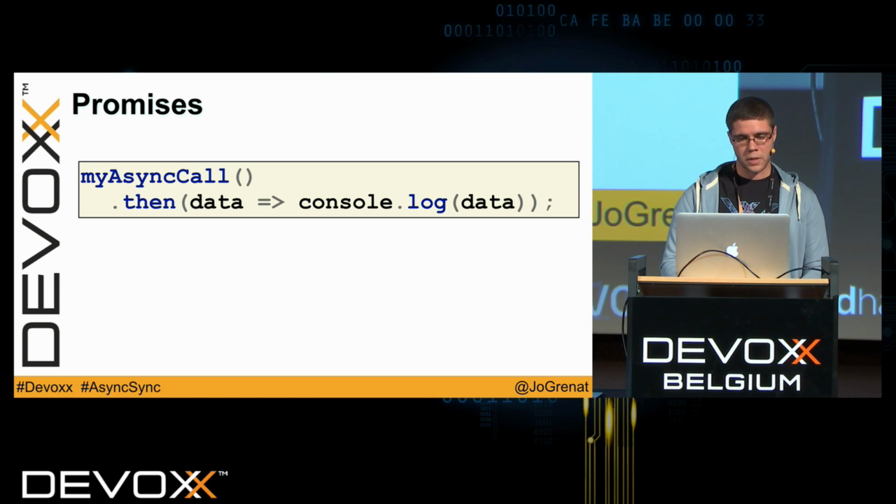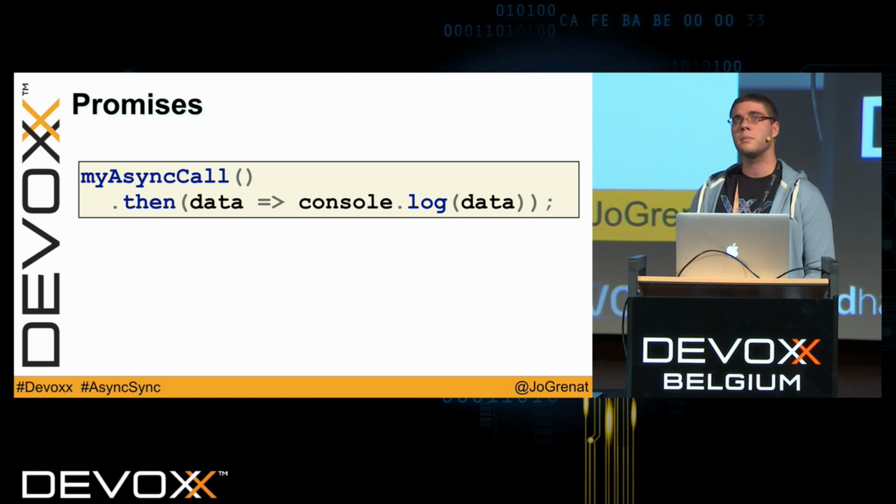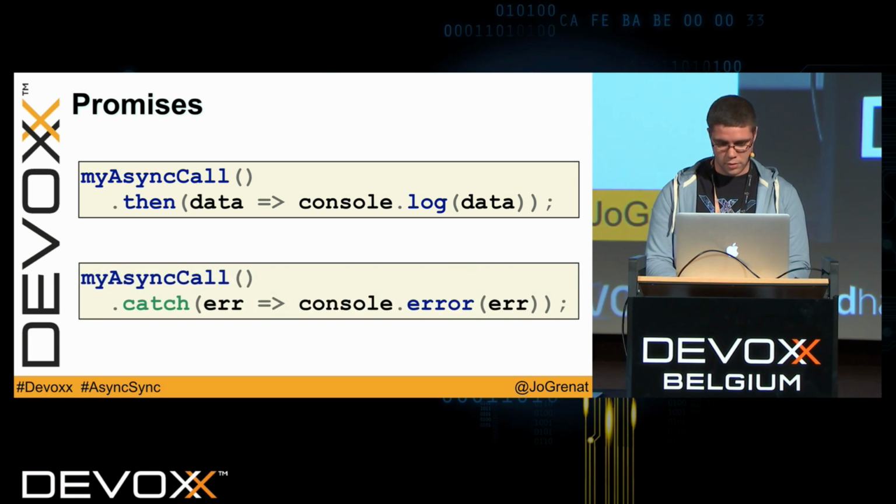Right here, my async call returns a promise, and we can consume the data once it's retrieved with the then method. So you pass it a function that takes one argument, the data retrieved, and if there is an error, you can get it and consume it with the catch method.